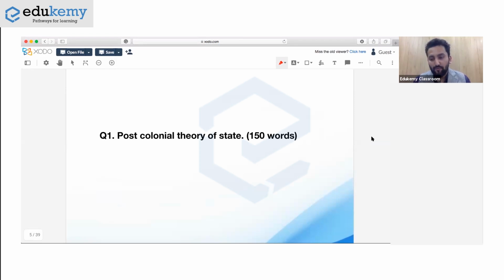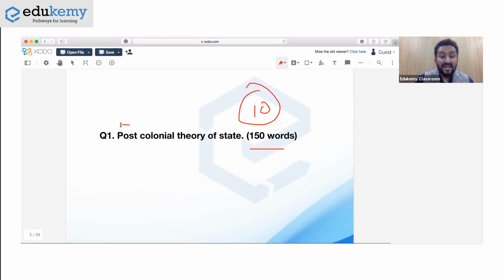Many students, with this particular question, start writing whatever they know about post-colonial theory of state because they have crammed their notes. But you should know that this is a 10 marker question, 150 words, and we have around 6 minutes, 40 seconds to complete this answer. That is how we calculate our speed so that we cover the whole paper in time.